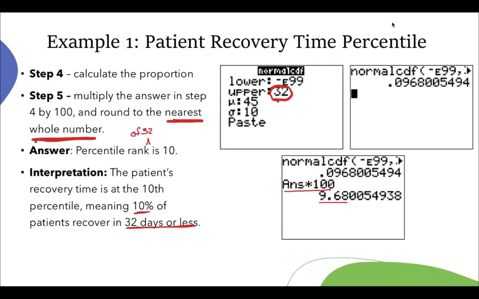Okay, so to recap, first find the area, then multiply by 100, then round to the nearest whole number. The area that you're finding is always going to be the area to the left, so for percentile ranks you're always going to use negative E99 as your lower bound.